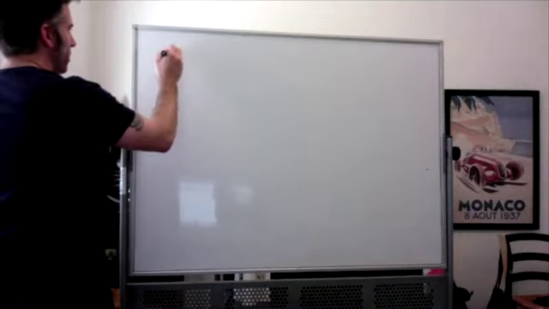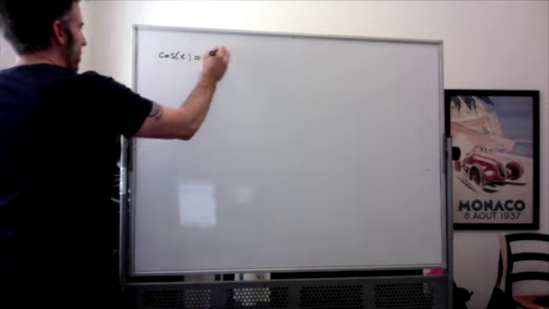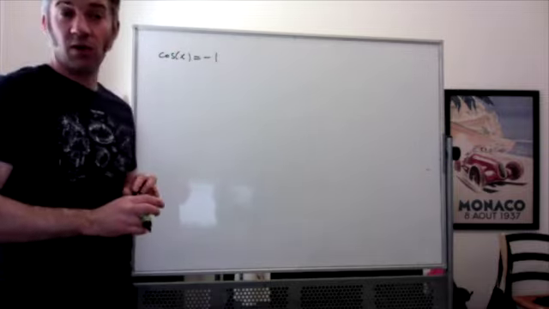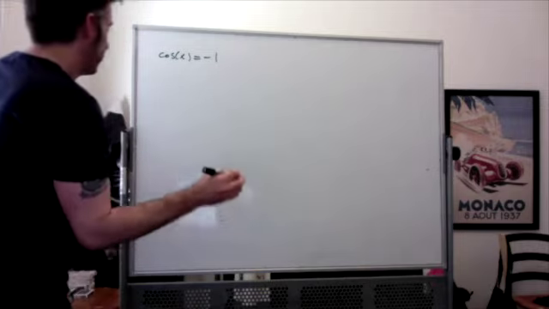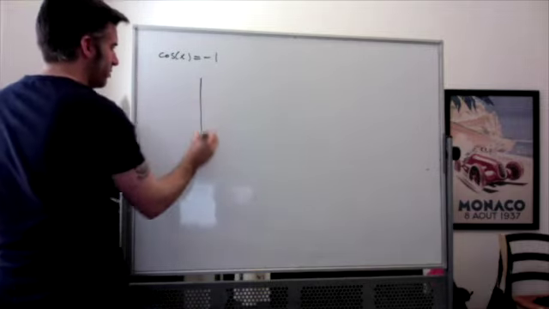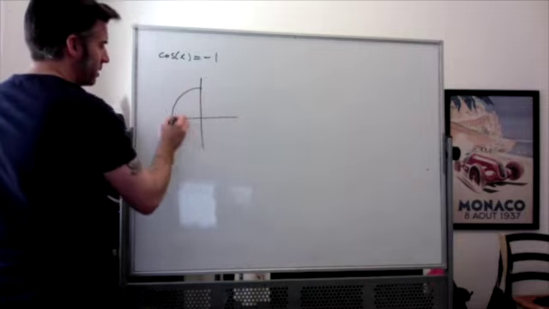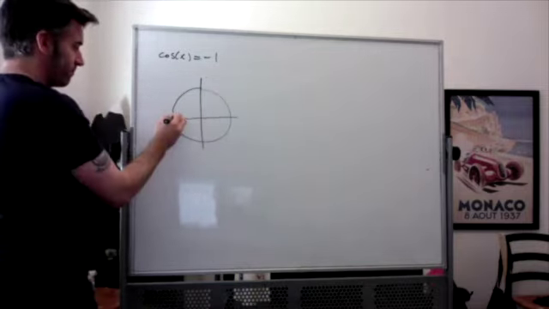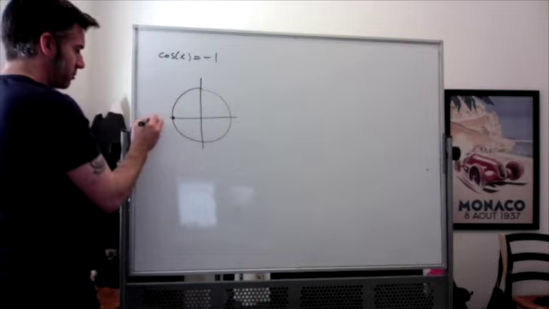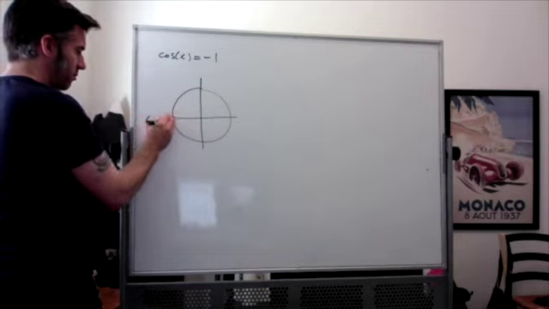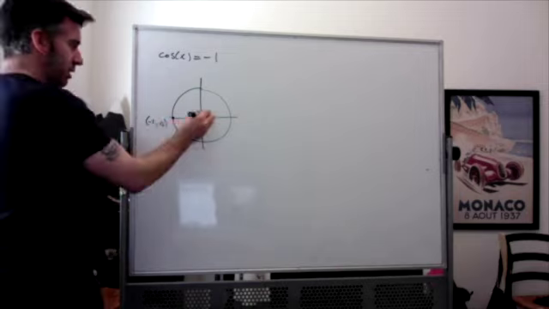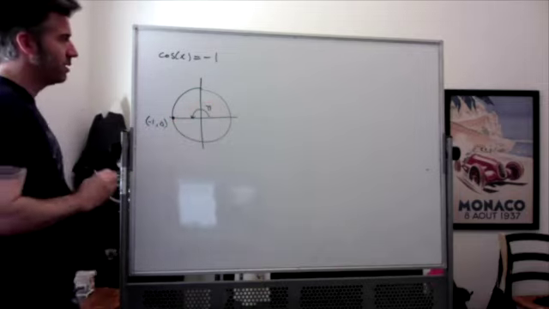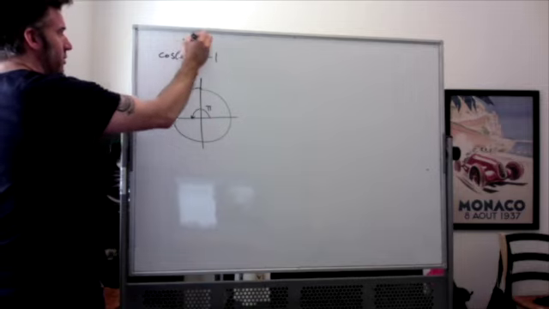Let's solve cosine of x equal to negative 1. Okay, so this is one of the few examples where you don't have multiple answers. If you solve cosine x equal to negative 1, there's only one place on the unit circle where cosine is equal to negative 1. It's right there, where the angle is pi. So the only solution here is x equal to pi.